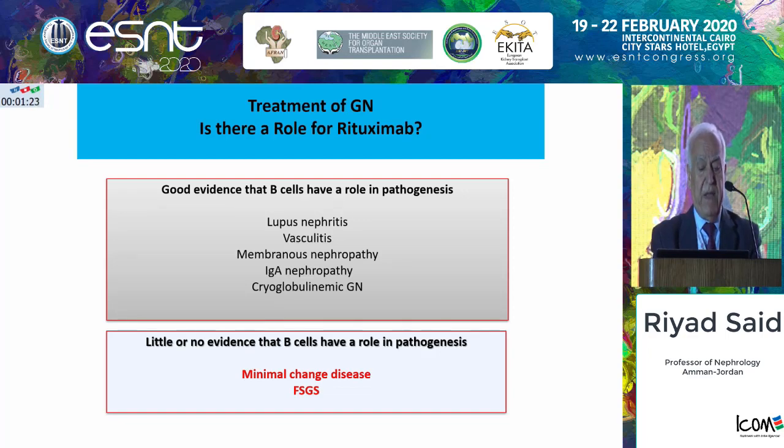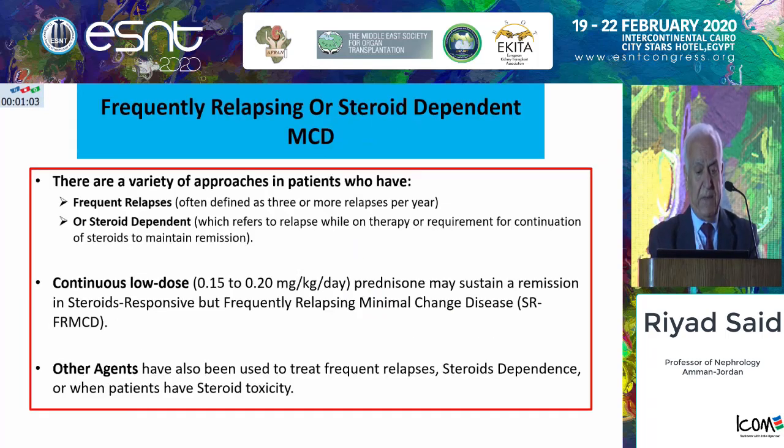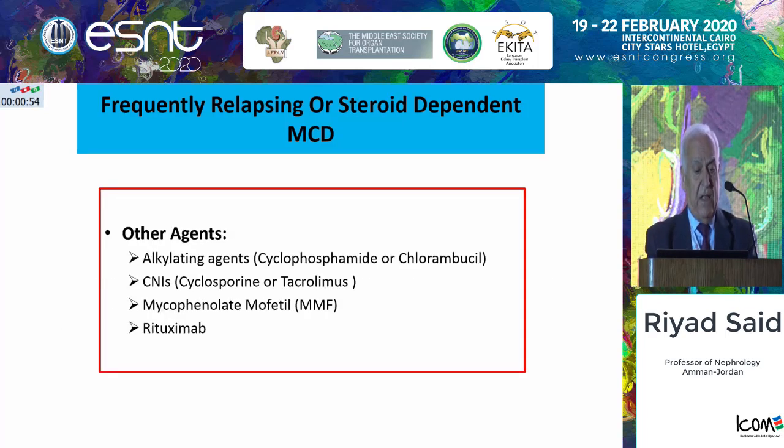Where we stand with minimal change disease and other focal segmental: we know that the mainstay of treatment of minimal change disease is basically steroid therapy. In adults, the response is slower and needs a longer time, and there is good evidence of a good number of relapses. How do we treat frequent relapses? Either we continue a small dose of steroid for a longer period of time, or we use other agents, basically alkylating agent, calcineurin inhibitor, mycophenolate, or rituximab.